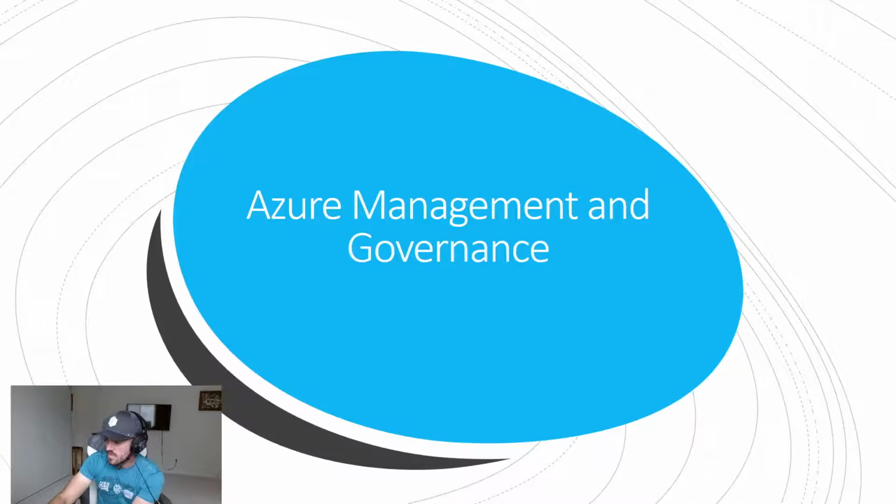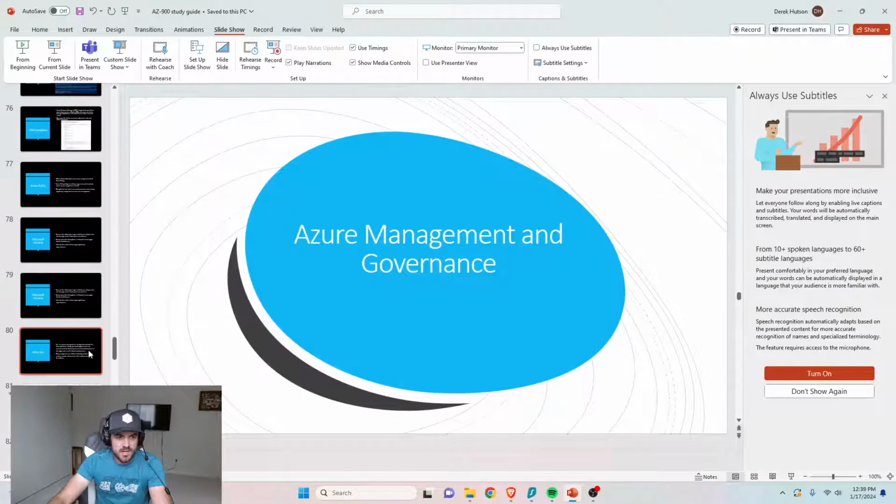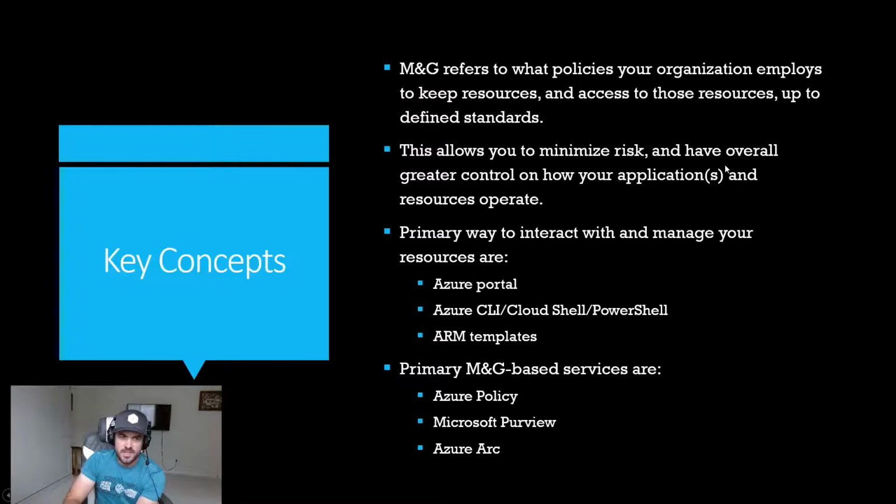Azure Management and Governance. Let's see, what do we have here? Okay, we're almost done. Let's go ahead and go through this section, and then we'll take our break. Okay? All right, so management and governance refers to what policies your organization employs to keep resources and access to those resources up to defined and evolving standards. Okay? This allows you to minimize risk and have overall greater control on how your applications and resources operate.